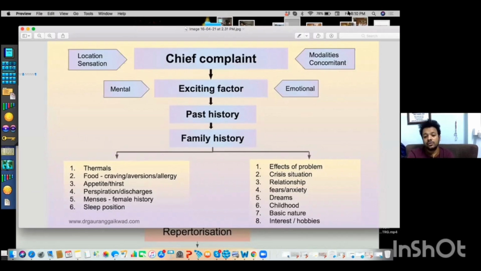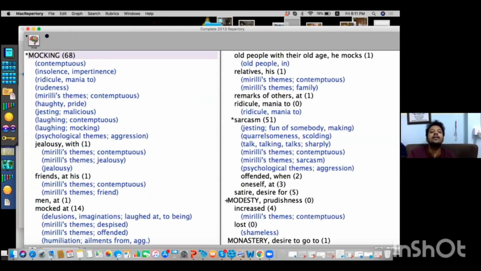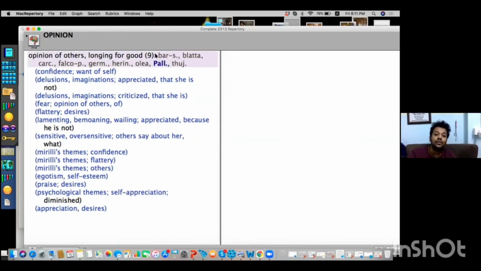One of the patients, I asked, what do you want to do? He says, I want to be on stage. I said, why do you want to be on stage? He says, I feel alive only when I'm on stage. When I'm on stage and when I hear the claps of people, I forget the world. For me, that is what I want, the claps of people. Just claps and claps and claps. That's what I live for. Longing for good opinion of others. Palladium. Flattery, desire. Palladium.